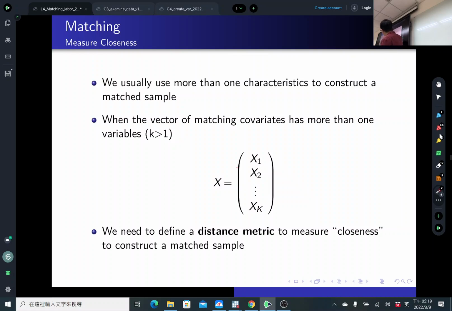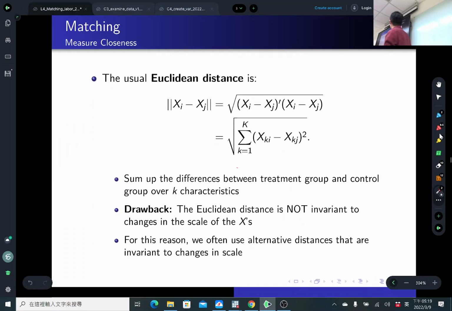Okay. And the idea is also very similar. We need to calculate their difference. But now we might have 10 or more than one variable. So how can we do it? We can use Euclidean distance. It's just very simple. Now we have k variables. So for each characteristic, we try to compare the treatment group and the control group, their difference.